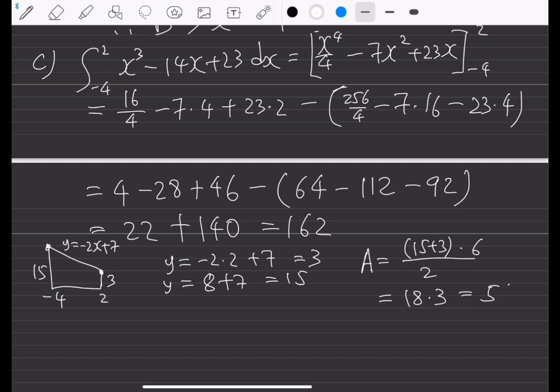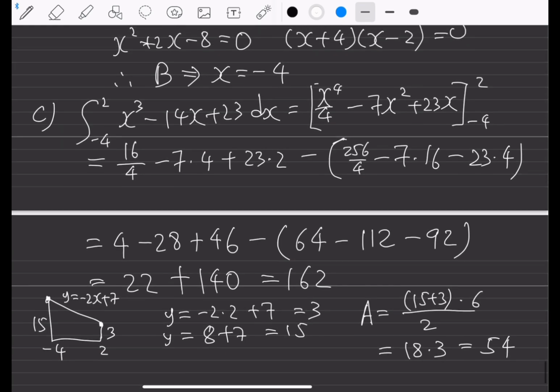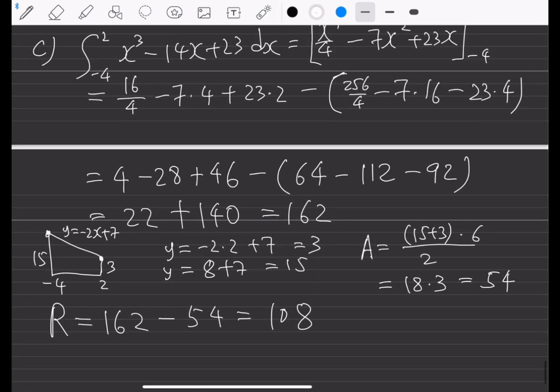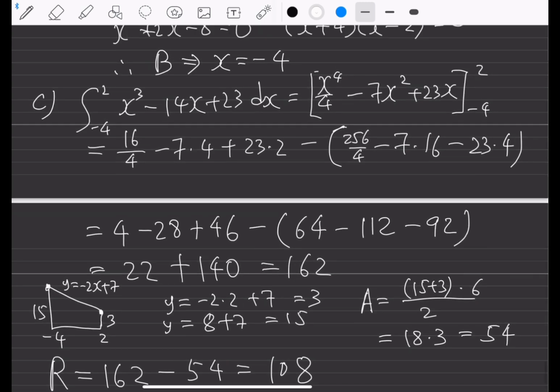That gives us 54. The enclosed area under the curve is 162. Take away 54, that gives us 108 exactly. So we have proved the shaded area R is 108.